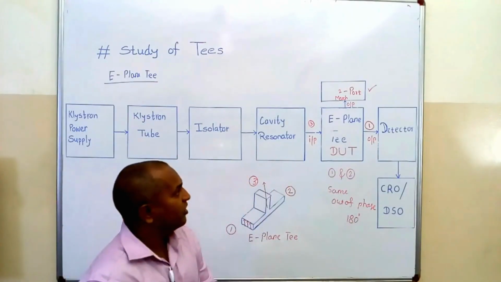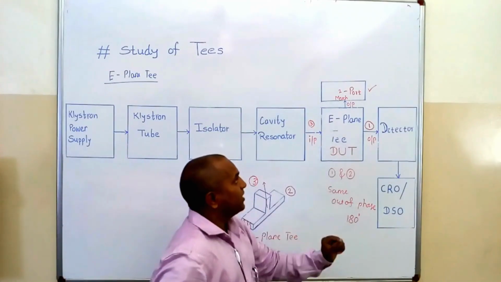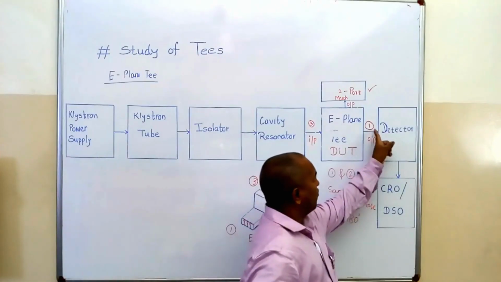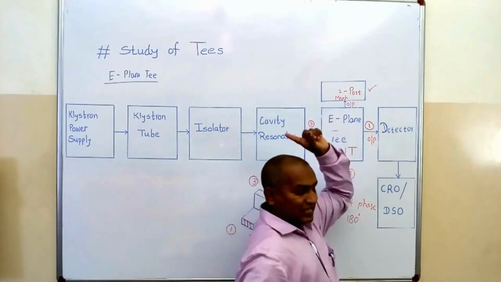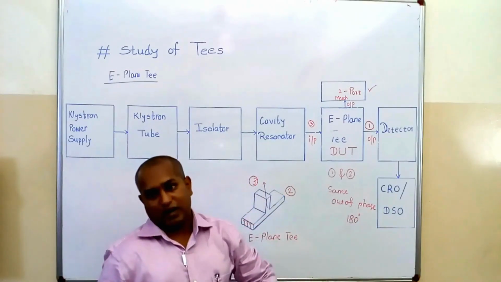In E-plane T, if we connect the input to port number 3, we will get a magnitude across port number 1 and port number 2 the same but out of phase. Out of phase means 180 degrees.